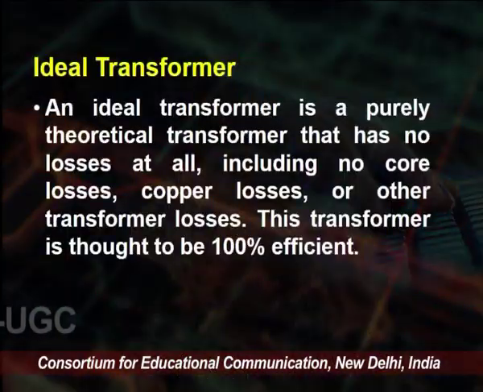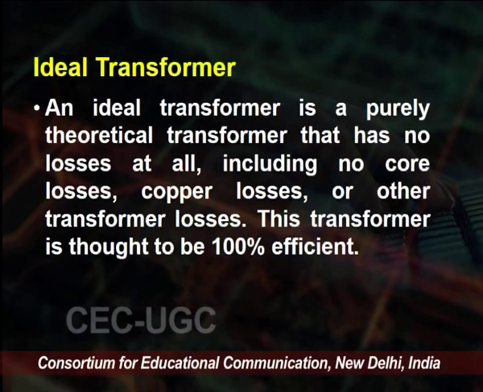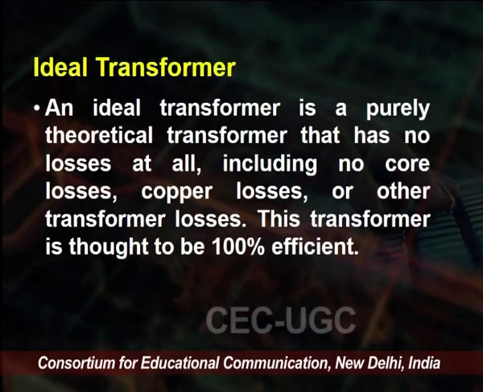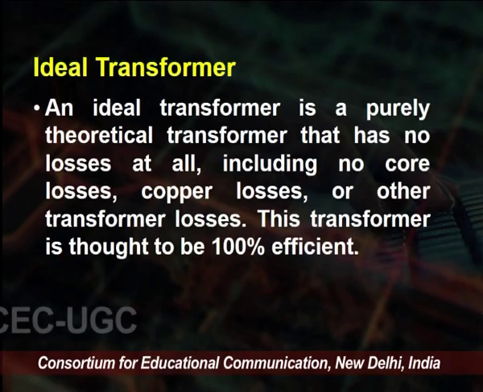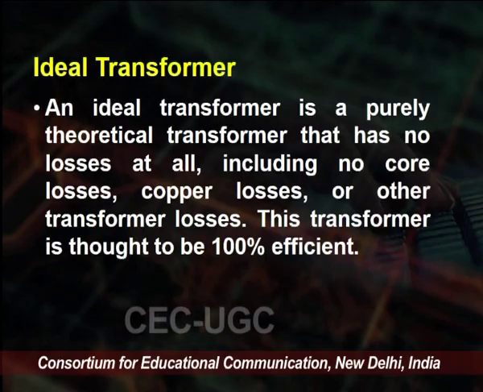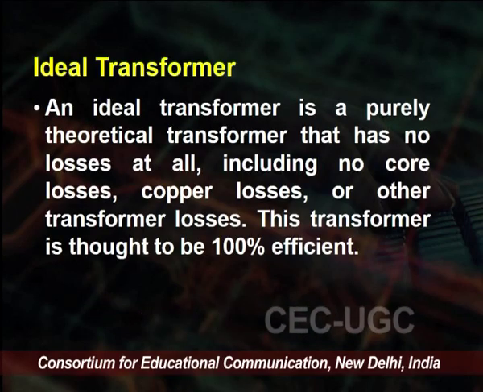It is basically a transformer that is purely theoretical and has no losses at all, including no core losses, no copper losses and other transformer losses. It means this ideal transformer is thought of as 100% efficient. So an ideal transformer is a purely theoretical transformer with no losses and with 100% efficiency.